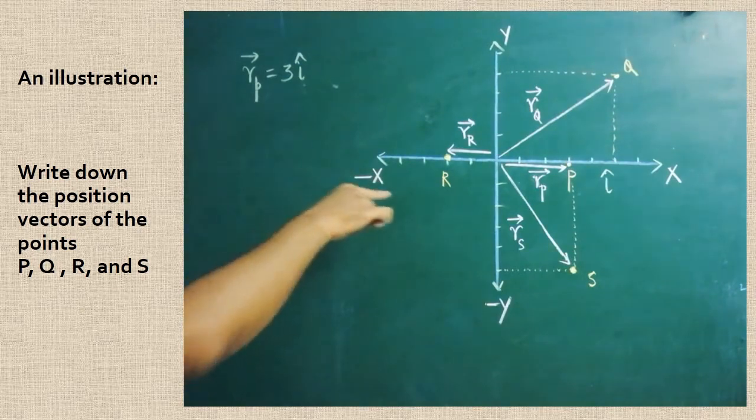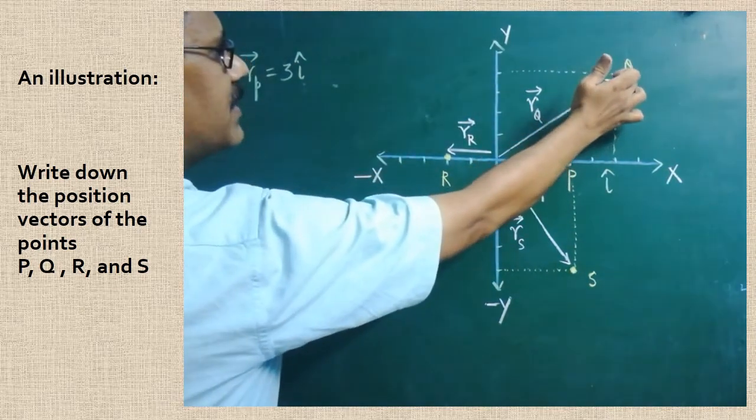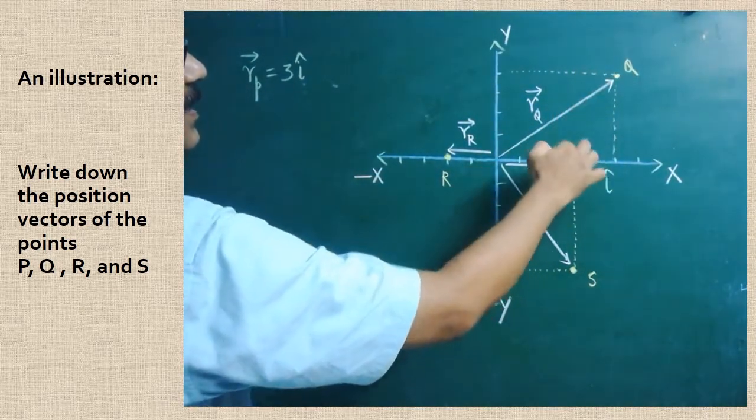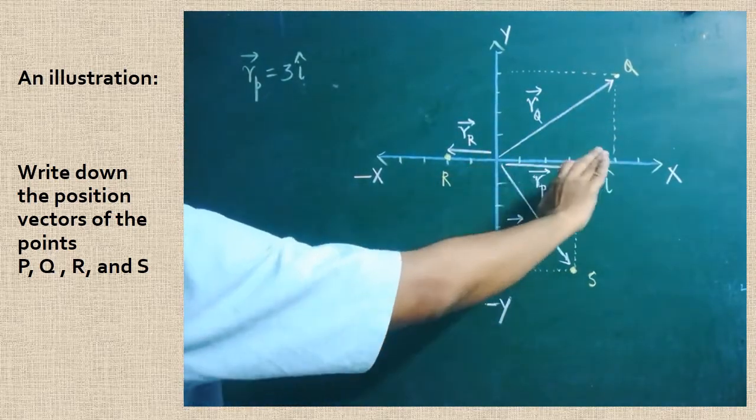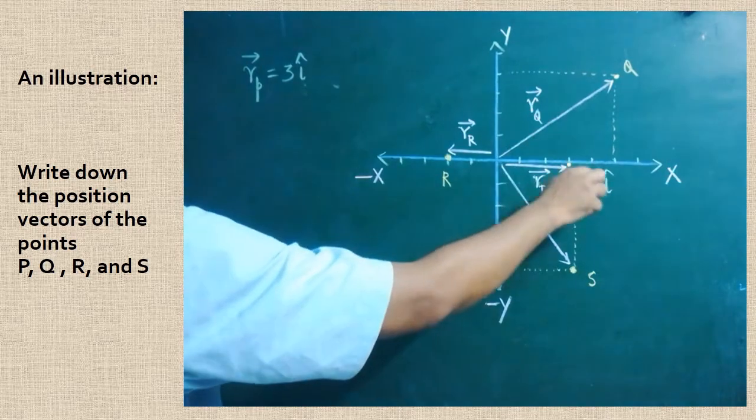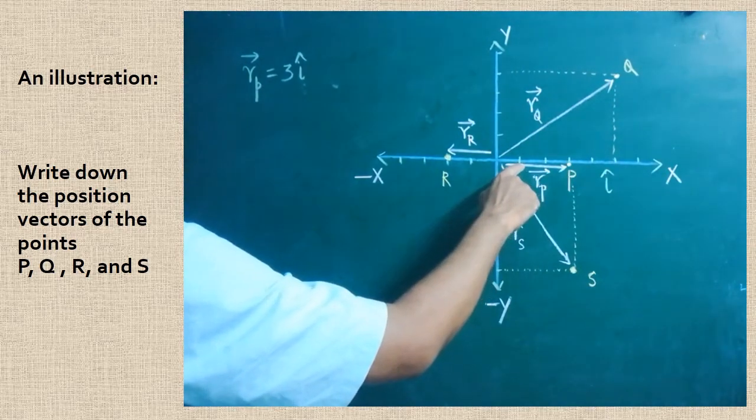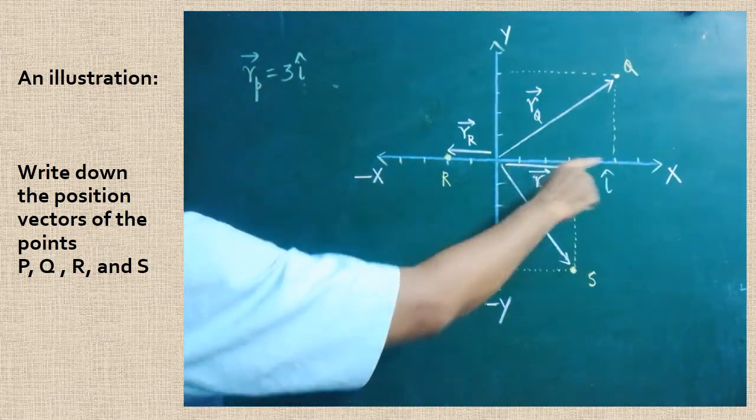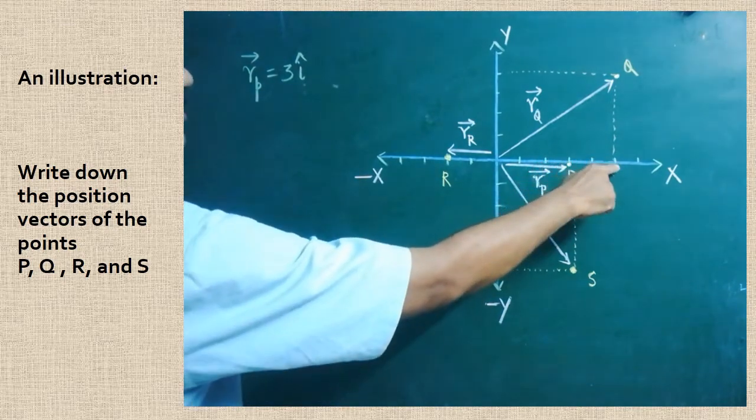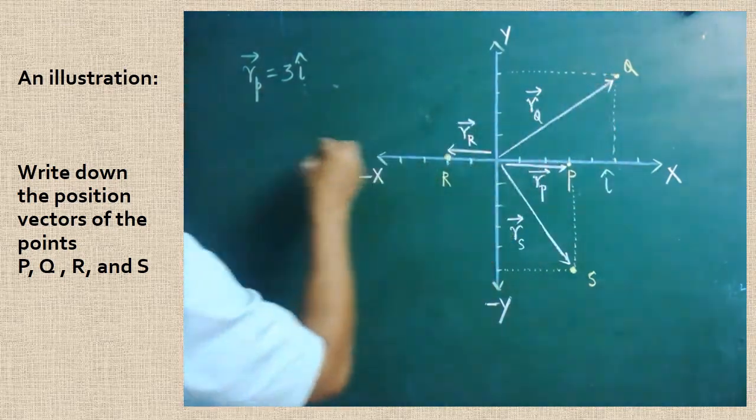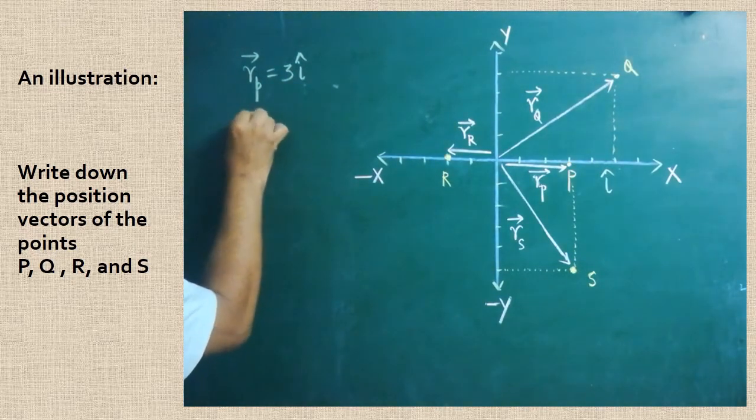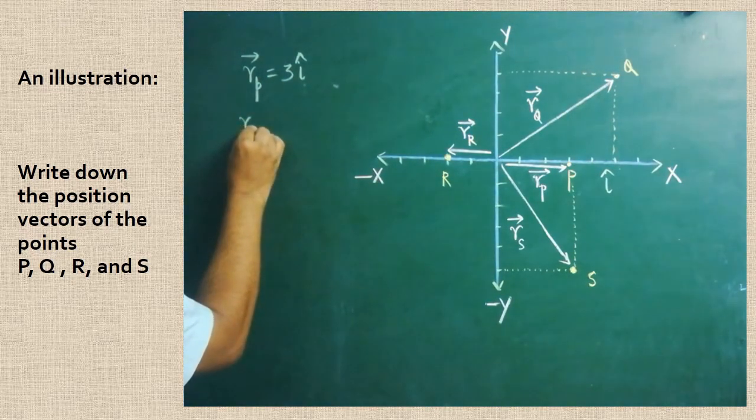Let's see the next one, Q. That point Q is located here. Here it is not lying on the x direction. Are you clear? It is at somewhere else. Now, you count the distance in the x-axis, 1, 2, 3, 4, 5. At the 5th unit, that point Q is located. Therefore, I am going to write the position vector for which point?